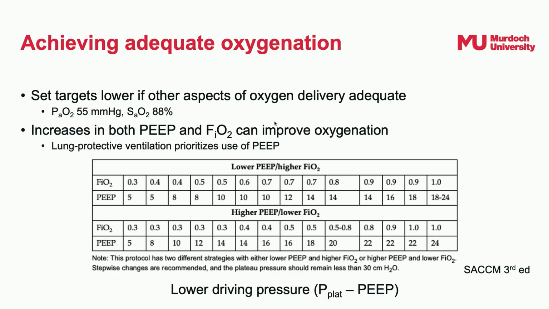So this is an example of a table that might be used as it's written in human medicine. Some human hospitals will use these tables from the ARDSNet guidelines to specifically titrate PEEP and FiO2 in order to meet their oxygenation targets. So what they'll do is they'll set a target for their patient. Like I said, if all of the other aspects of the tree of life are okay, that might be something like a PaO2 of 55 and an SaO2 of 88%.